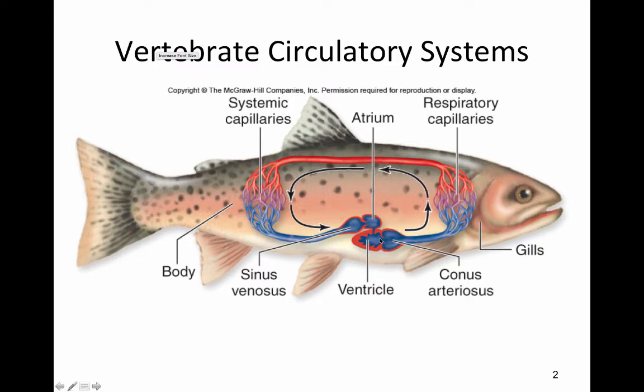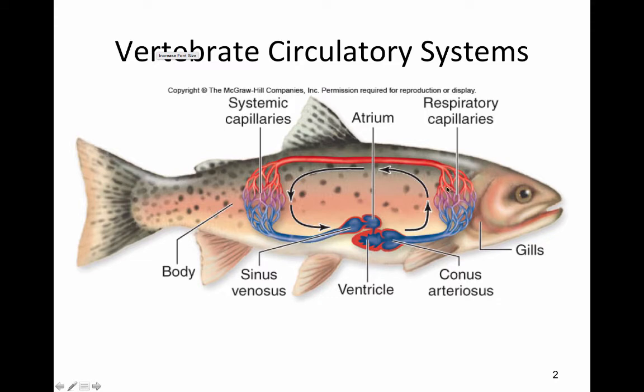So the consequence of this, as opposed to a double circuit system, is that the blood is not being returned back to the heart after it goes through the capillary beds in the gills before being pumped out to the body. So the blood is being pumped out to the body after undergoing a large drop in pressure in these capillary beds in the gills. So this blood is going to be under lower pressure.